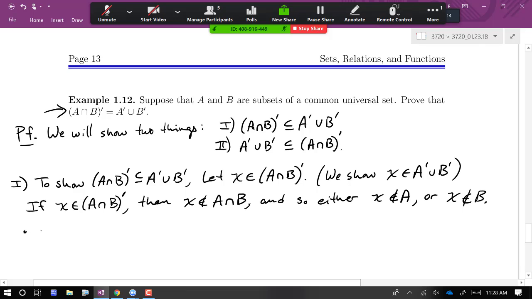So if X is not in A, where is it? B? Nope, not necessarily. What does it mean to not be in a set? We have a notation for this and a word for it. Let's keep our eyes on the prize. We want to establish that X is in the union of A complement and B complement.